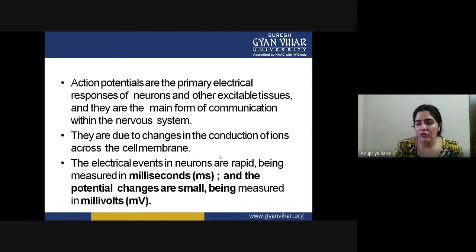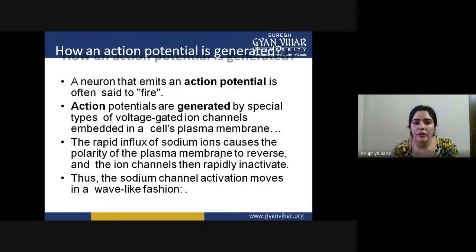The potential changes are also very small, whether you think of ion concentration, electrical gradient, or concentration gradient. So whatever change in potential happens there will be very small. That's why this potential is measured in millivolts, and the time taken by the neurons is very rapid, covered in milliseconds. So this is all the definition part.